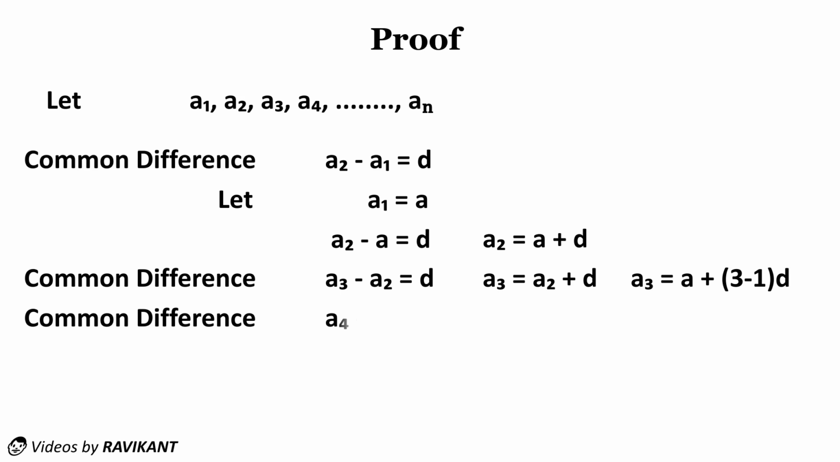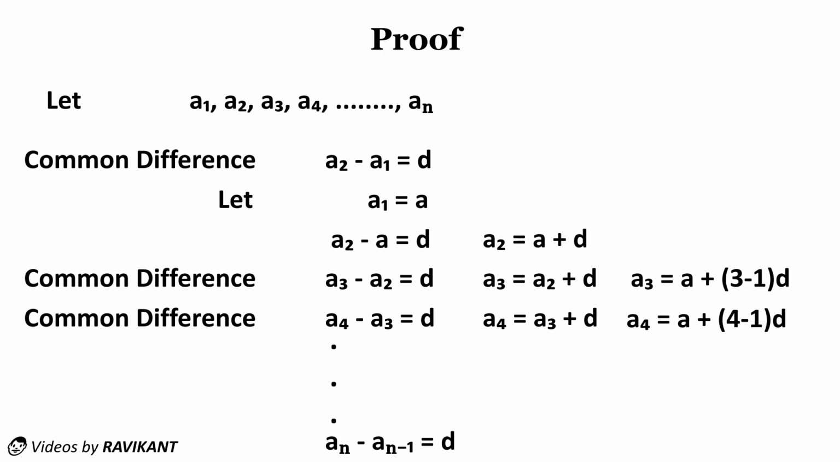Similarly, from the next two terms, we can get the common difference. a4 minus a3 is equal to d. After putting the value of a3 in this equation, we get a4 is equal to a plus 3d. We can also write a4 is equal to a plus 4 minus 1 into d. This pattern will run up to the nth term.